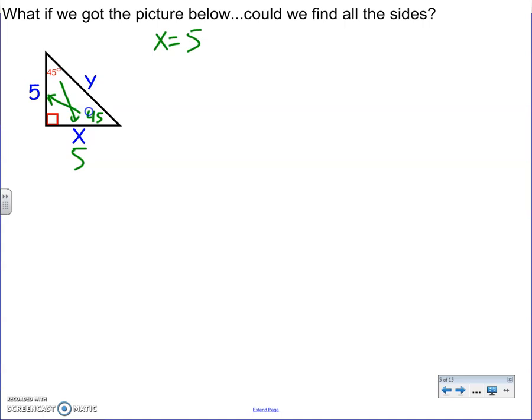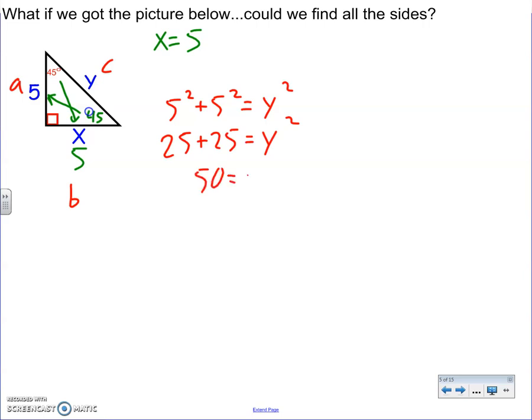Once you know two sides, you can do the Pythagorean Theorem. So let's label A, B, and C. Again, this is C because it's across from the 90. I'll call this A, I'll call this B. So in the Pythagorean Theorem, A squared plus B squared equals C squared. That's 25 plus 25 equals y squared. That's 50 equals y squared.